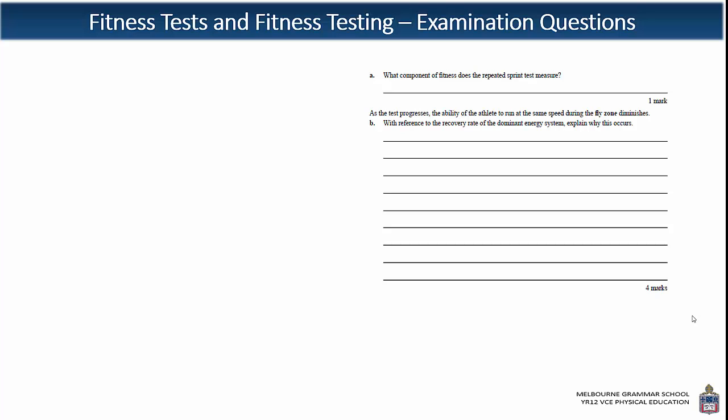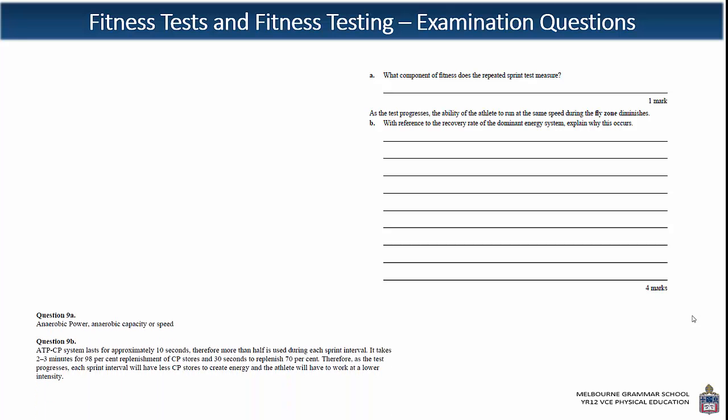It's really important when you're talking about these repeat sprints that you talk about the increase in contribution from the anaerobic glycolysis system and even the aerobic system, which produces energy at a slower rate. And link further, go to the outcome, therefore decreases intensity. So the answer, anaerobic capacity, and then if we look down here, ATP-CP system lasts for approximately 10 seconds, therefore more than half is used during each sprint interval. Here's where you put your knowledge in. It's really important that you say it takes a certain amount of time, 3 minutes for 98% replenishment of CP stores. You didn't need to say both of those particular stats.